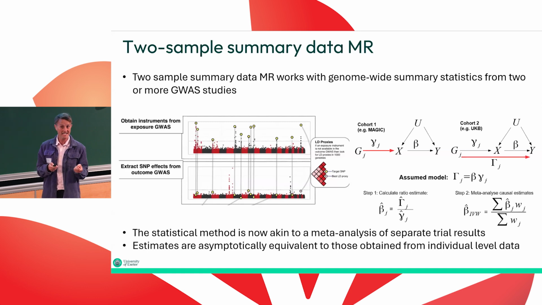For each one of those genetic variants, you get a causal estimate. And then we use a technique called meta-analysis, where we simply calculate an inverse variance weighted average of all of those individual variant-specific causal effects. And you can show mathematically that the estimates that you get from this method based on summary data are asymptotically equivalent to what you would get if you had the individual level data.